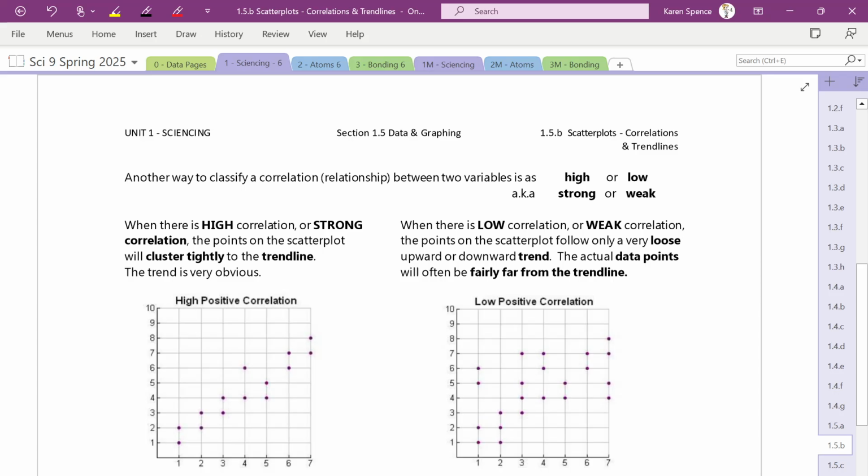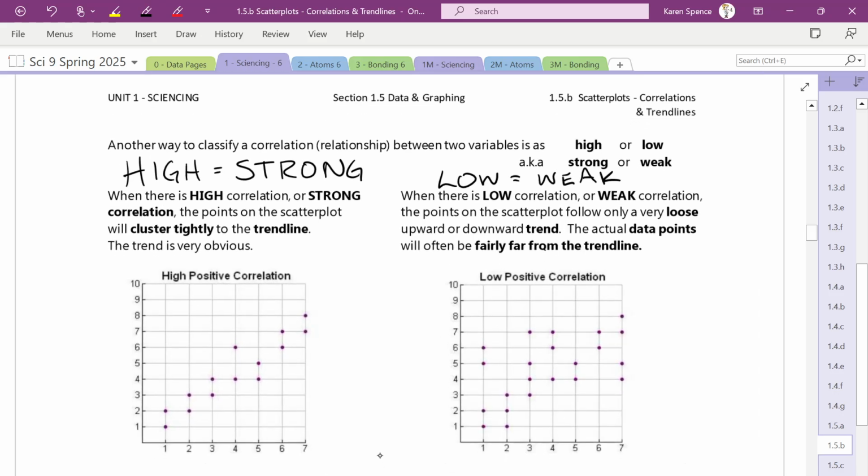Other types of correlation. So we have positive and negative correlation. We also have high correlation and low correlation. High correlation is also known as strong correlation. Low correlation is known as weak.